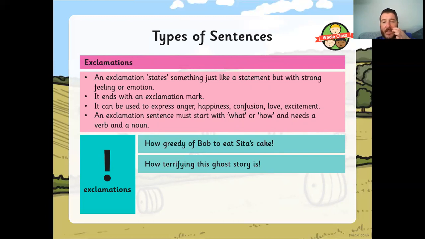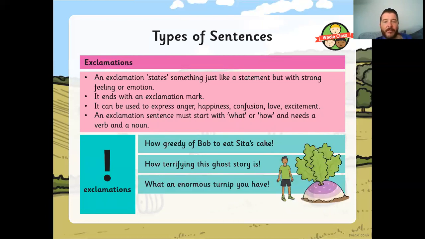How terrifying this ghost story is. It's got that how at the start, exclamation mark at the end. It's got the verb is, and it's got the noun phrase, ghost story.